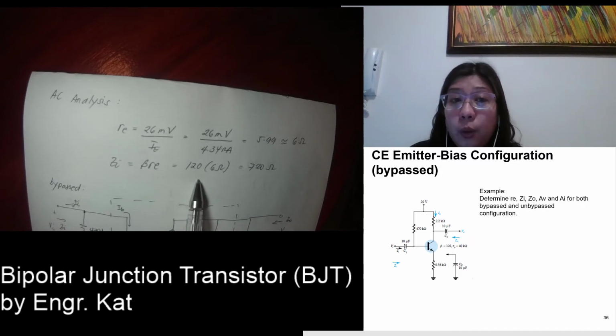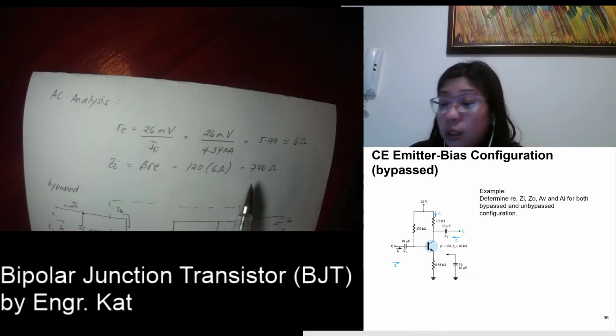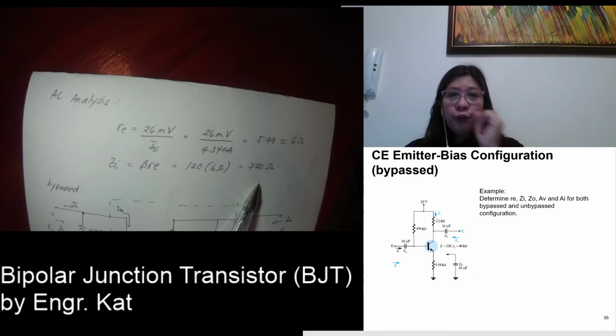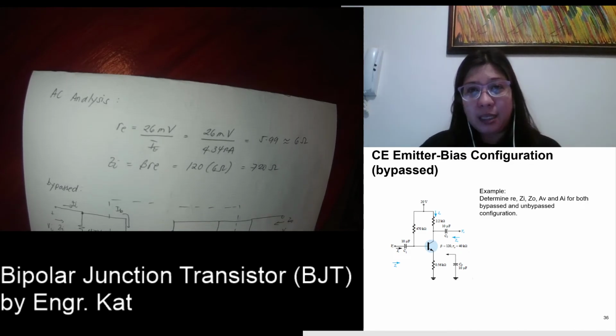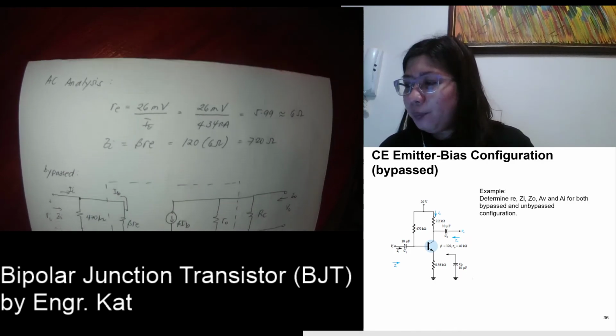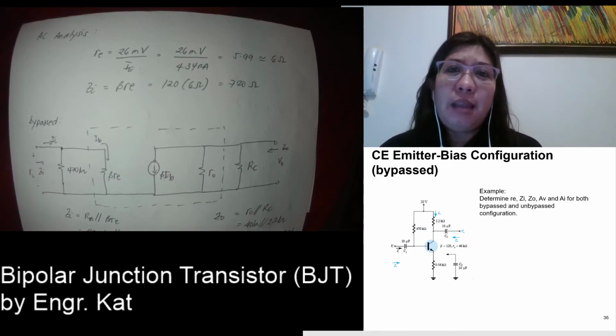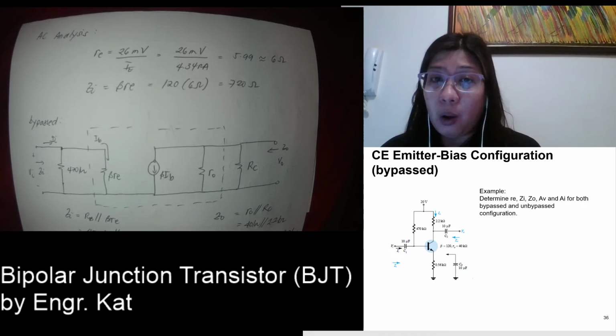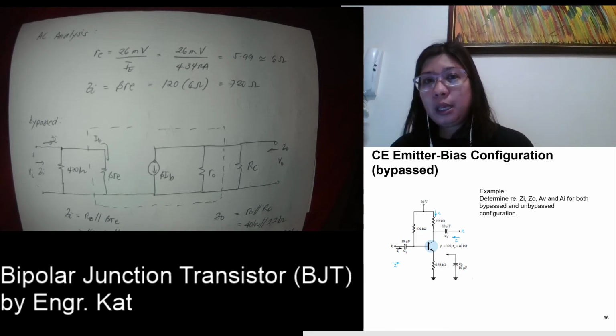So that is 120 multiplied by 6 ohms. So that will give you 720 ohms. Okay, so let us first start with the bypass. When we say bypass, we are no longer seeing the effect of your RE here. So redrawing now, let us redraw the equivalent circuit.